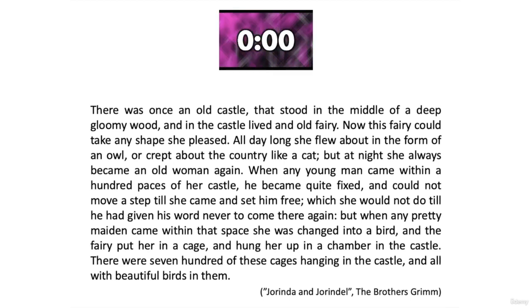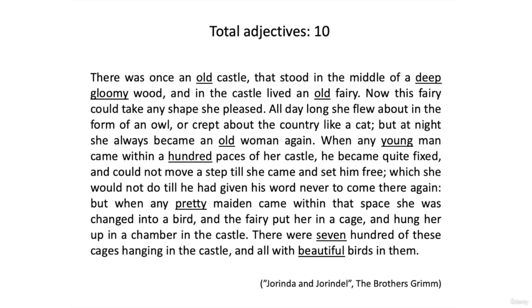Time's up! Well done, everybody. So in this text, there are a total of 10 adjectives. Old, deep, gloomy, old, young, 100, pretty, 7, beautiful.